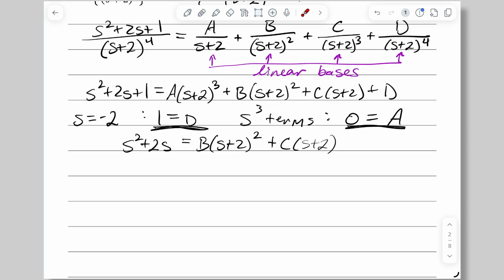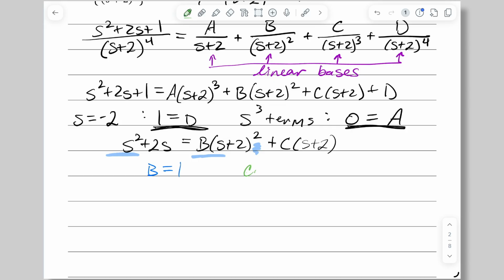Instead, I'll note that on the left, we have one term that's got s squared. It's got a coefficient of 1. And on the right, we'll end up with one term that has an s squared. It's got a coefficient of b. That's going to tell us that b is equal to 1.